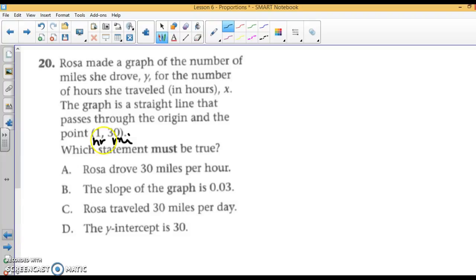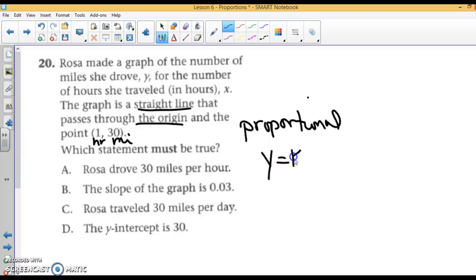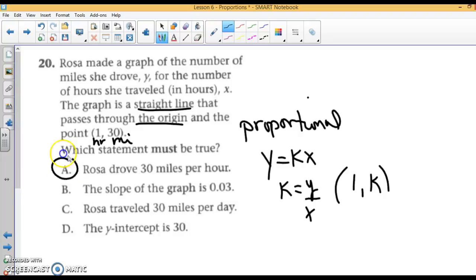Well, this is the point (1, 30). The line passes through the origin and is straight, so we know it's proportional. A proportional graph is related this way: Y equals Kx. We know that K is Y over X. We also know that when X is 1, K is the Y value. So this is 30 miles per hour. Rosa drove 30 miles per hour.